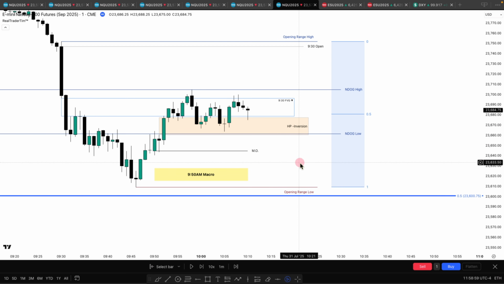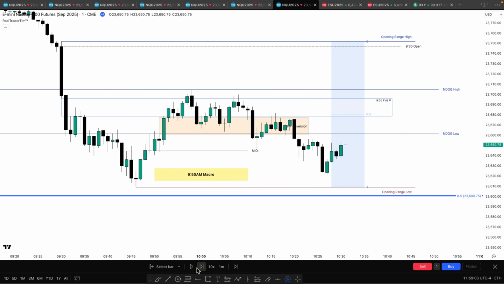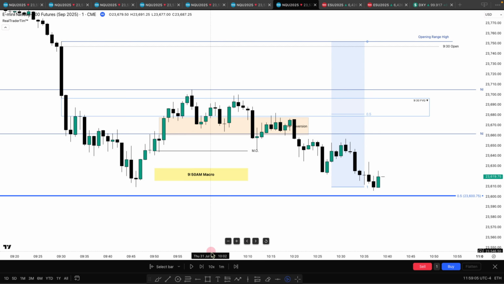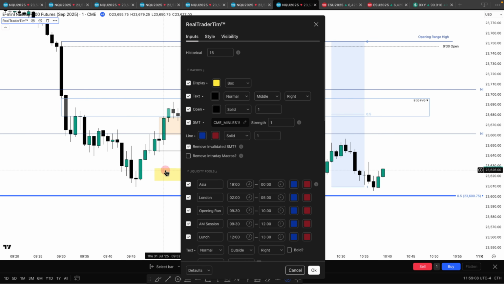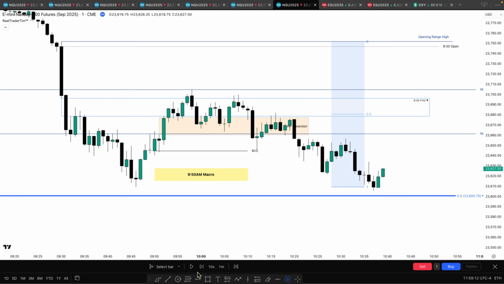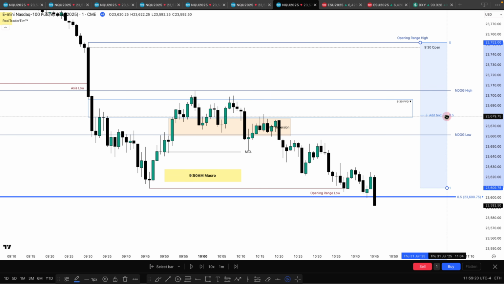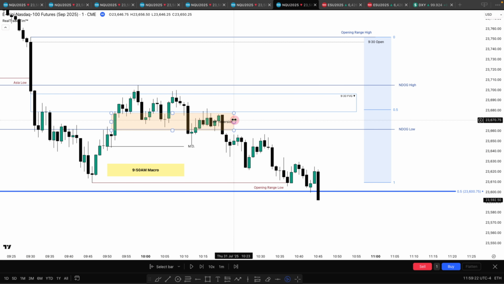Okay, so if we progress the chart here, we go right down. Let me put this back on here to our opening range low, and ultimately equilibrium of the dealing range. Okay, quite beautifully here.